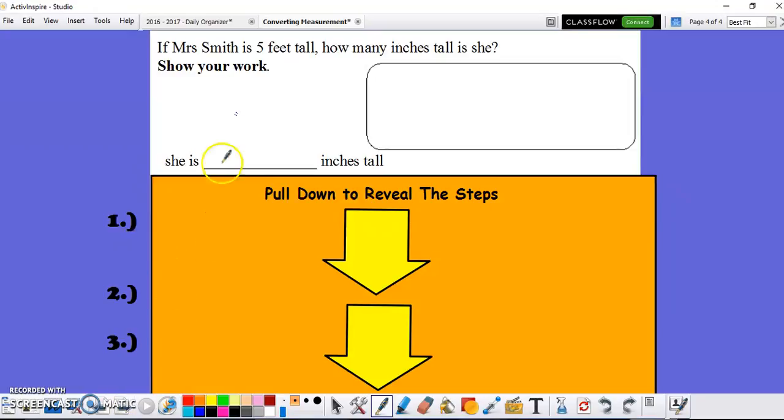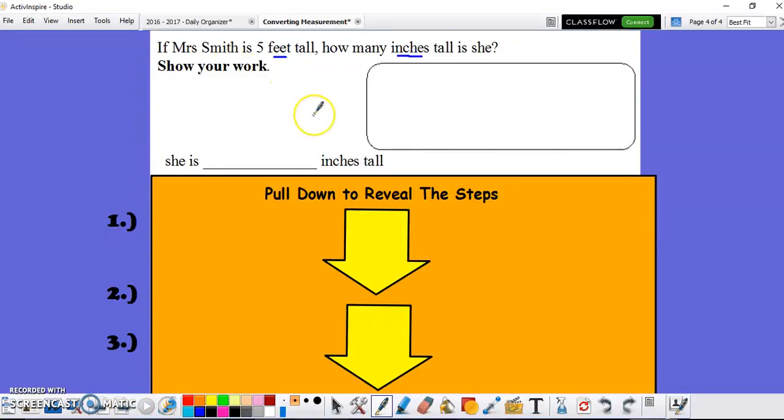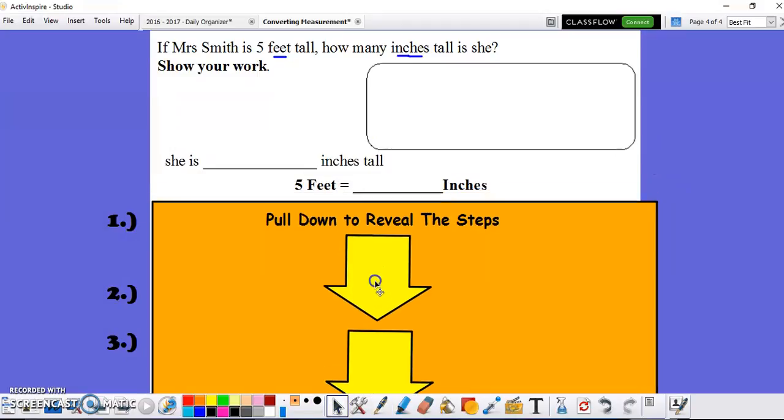So we already know that if I'm going from feet to inches, my unit is actually getting smaller. So let's go back to my green sheet. If I start with big and I go to small, I must multiply them all. If you know that right off the top of your head, then all you have to do is take 5 and multiply it by something. Here is where knowing your basic fact comes into play.